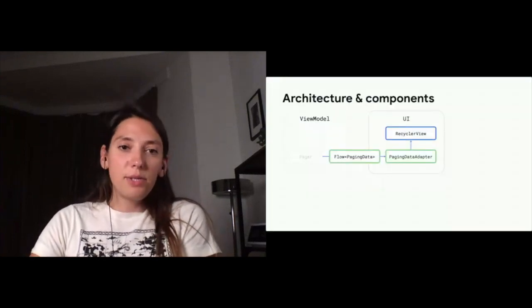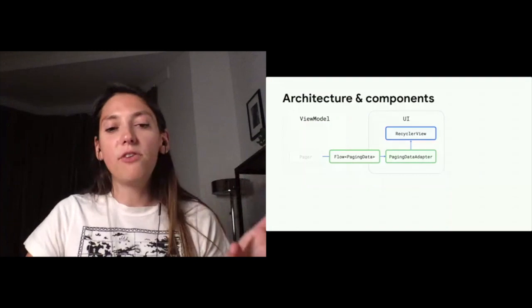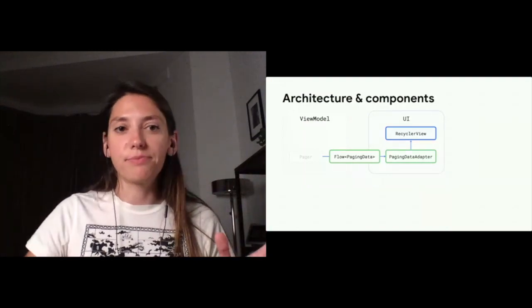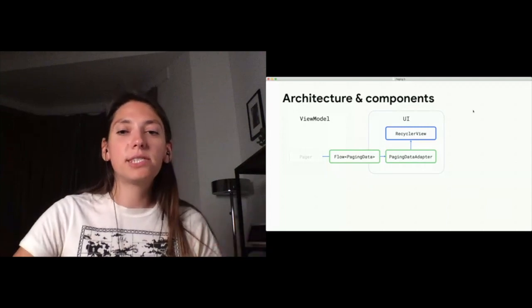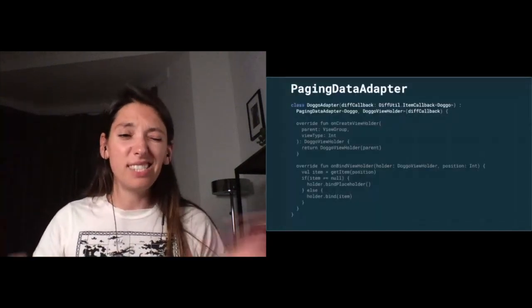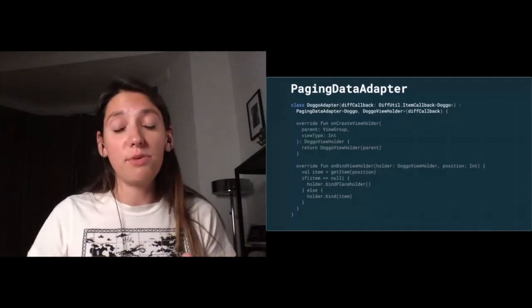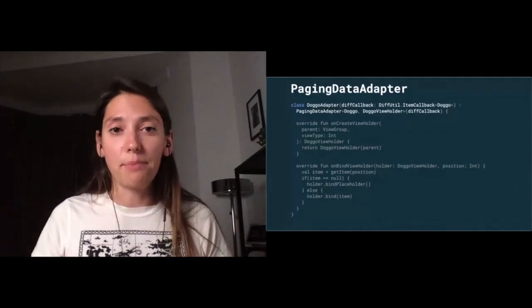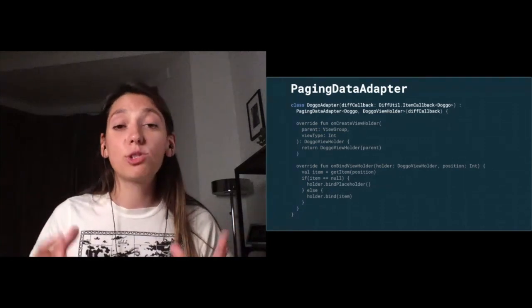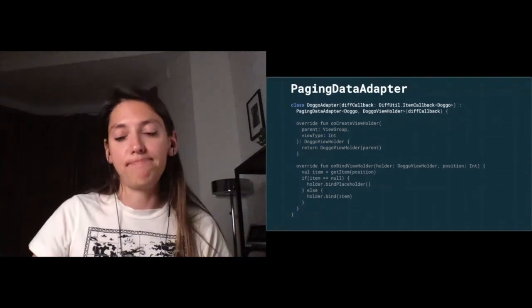Okay, now that we've constructed our flow of paging data, let's see how we connect it to our RecyclerView. To do this, we will implement a PagingDataAdapter. This actually doesn't look any different to how you would implement a regular ListAdapter, but under the hood, it provides the functionality needed to support PagingData objects.